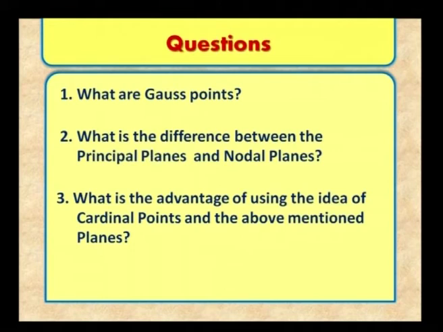With this we come to the end of the cardinal points. Now the cardinal points will again be taken up to obtain the image of an object. That will be discussed in my next lecture.